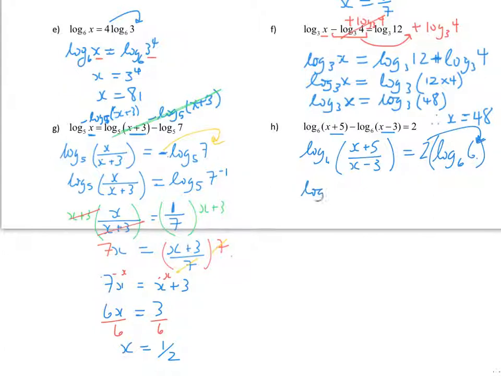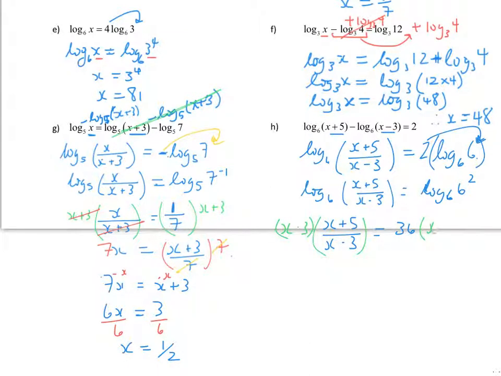So we're going to get log base 6 of x plus 5 over x minus 3 being equal to the log of 6 squared. So the only way that these will equal each other is if x plus 5 over x minus 3 equals 6 squared, which is 36. Multiply both sides by x minus 3, and solve it there like you would any linear equation.